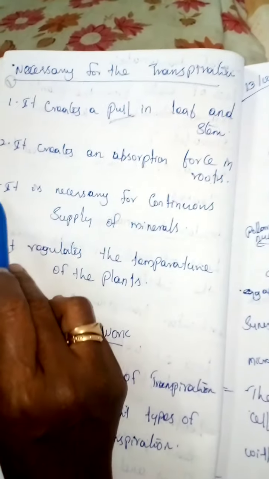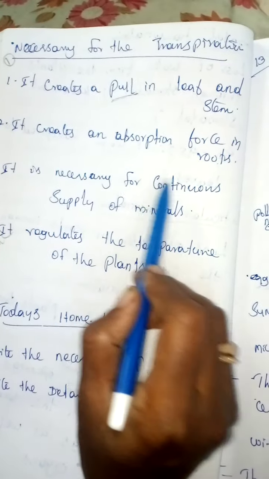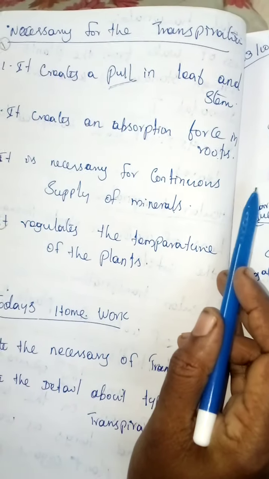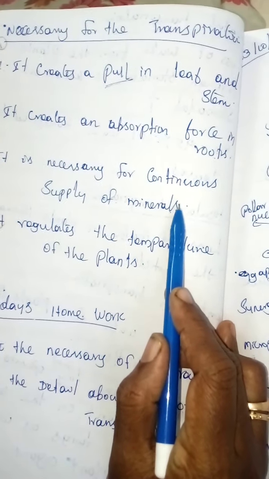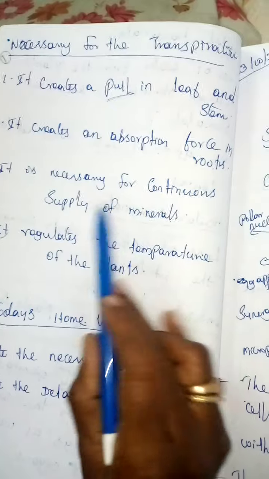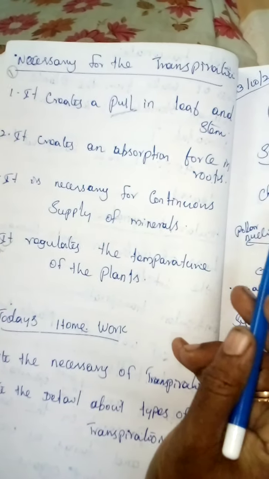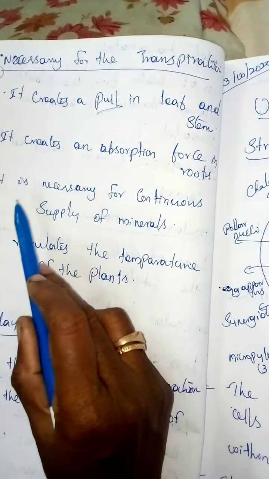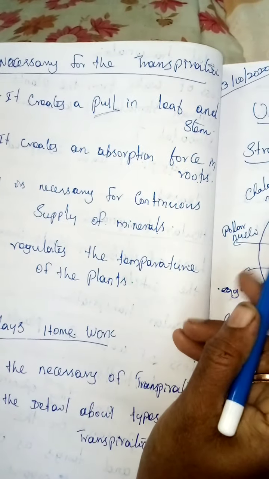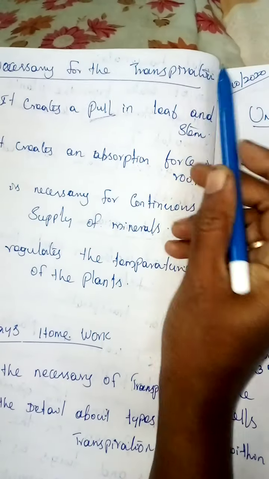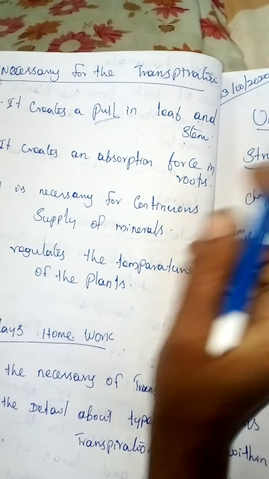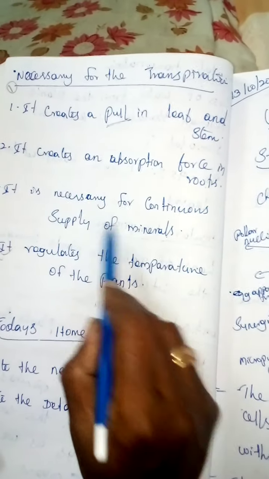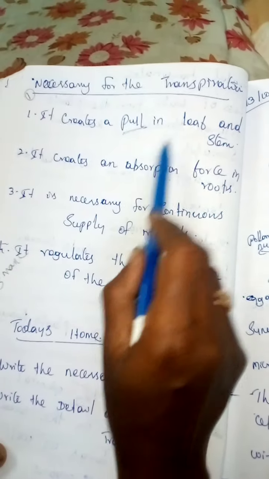Third point, it is necessary for the continuous supply of minerals. The plants conduct not only water; minerals, salts, elements and food are also conducted from one part to another part. So the supply of minerals takes place with the help of transpiration. At the top, transpiration takes place; on the lower side, absorption and conduction occur.